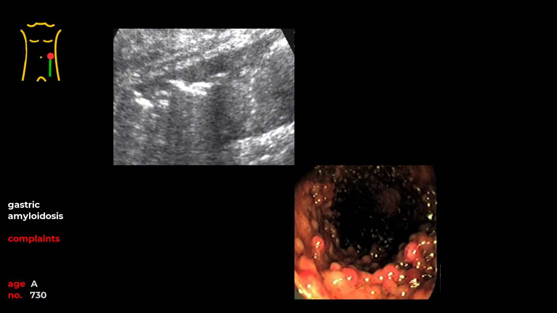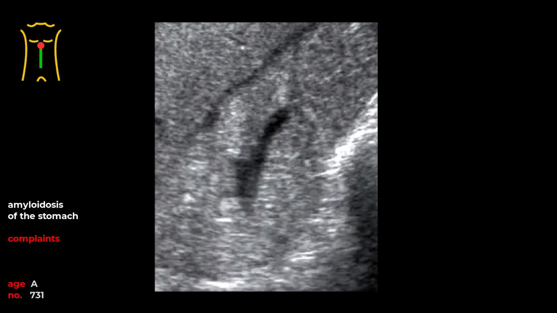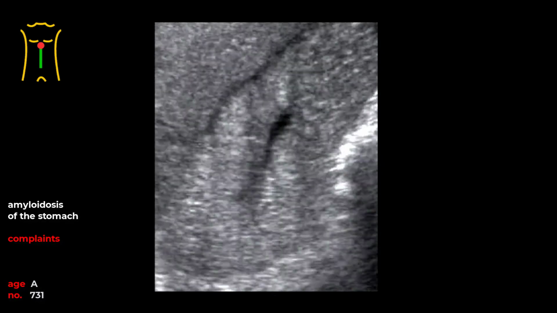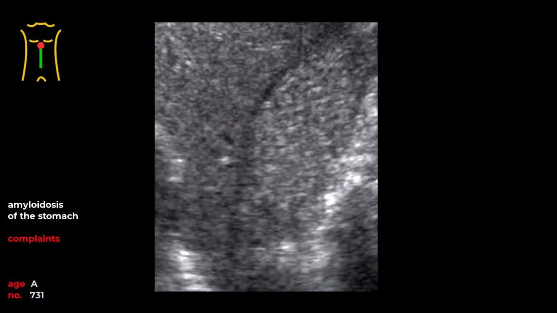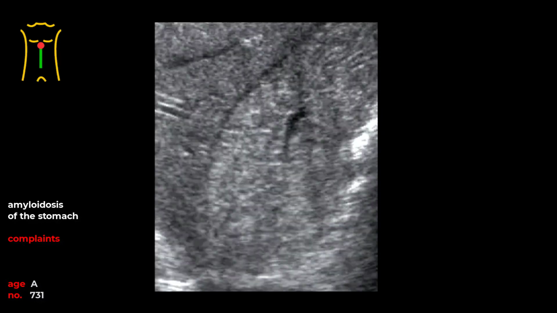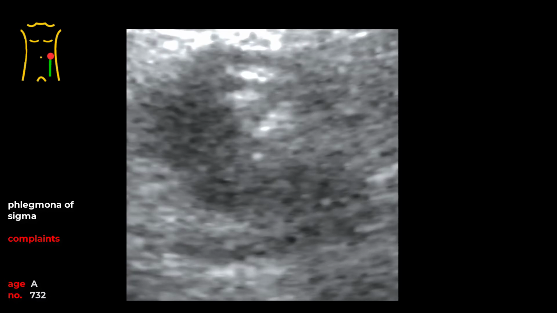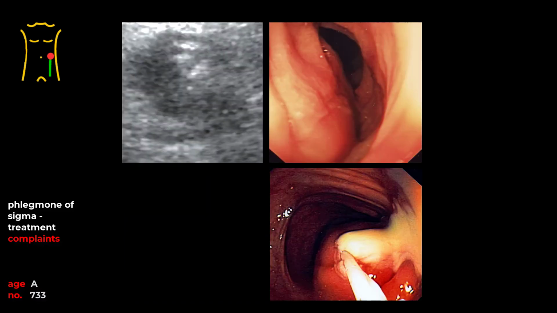The sigmoid shown with our two eyes in 730. And in 731 shown in echoscopia in the stomach. 732 depicts a typical phlegmona of the sigmoid, treated endoscopically as well, of course, as shown in 733.